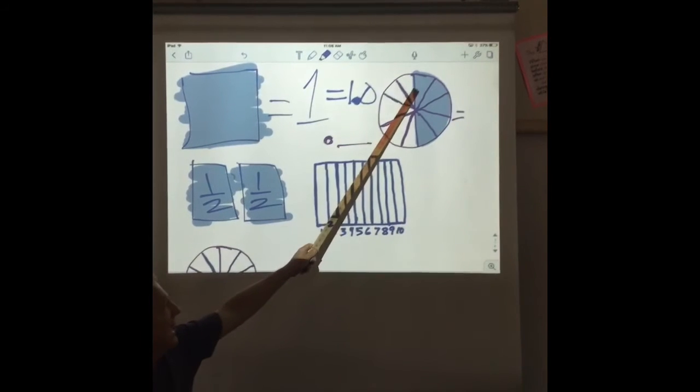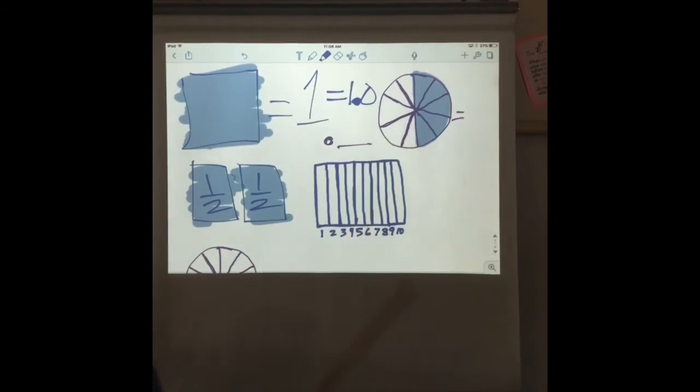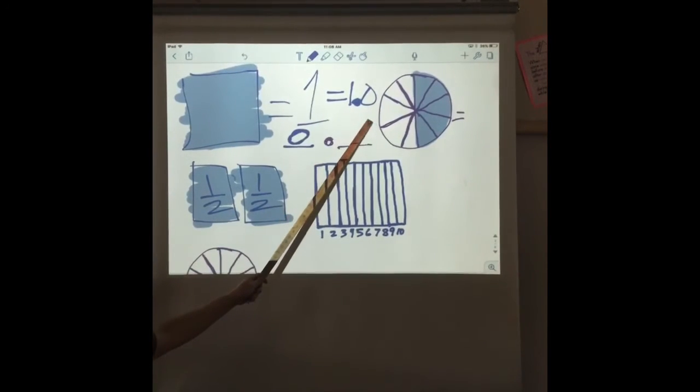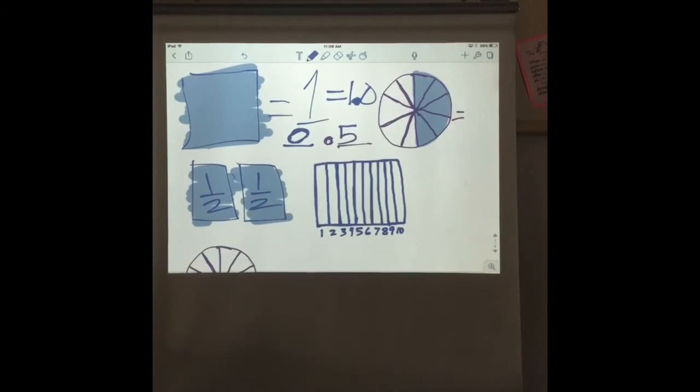How many pieces do we have? 5. Well, let's count. 1, 2, 3, 4, 5. So we have 5 pieces, is that correct? Yes. So if we had, do we have a whole right here? Is this a whole thing? No. So we have to put a 0 in front of the decimal because it's showing I have no whole ones, right? Yes. But how many do I have? I have 5, right? Yes. So a half equals 0.5. Is that correct? Yes.